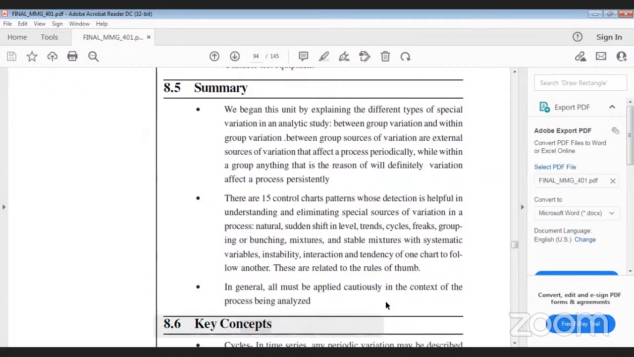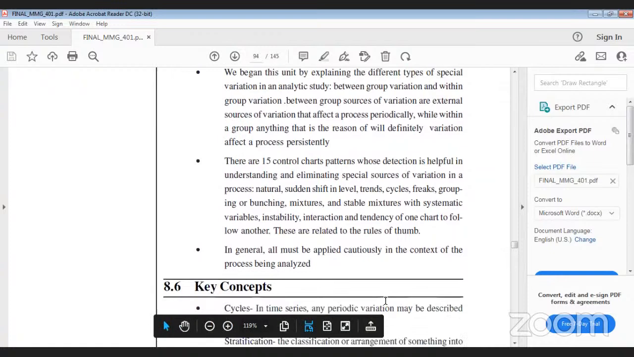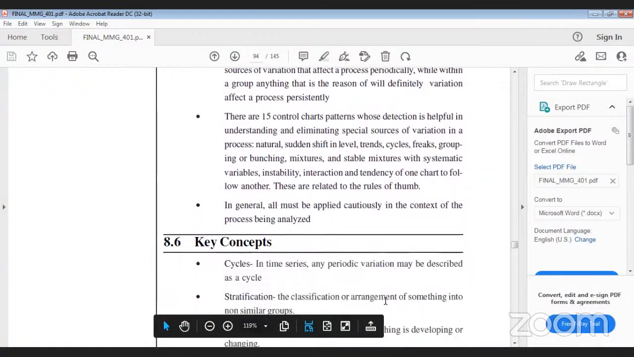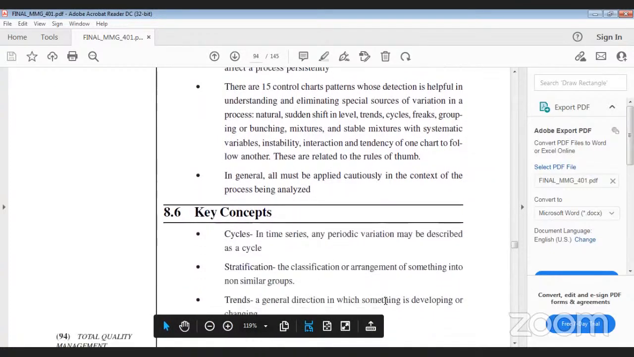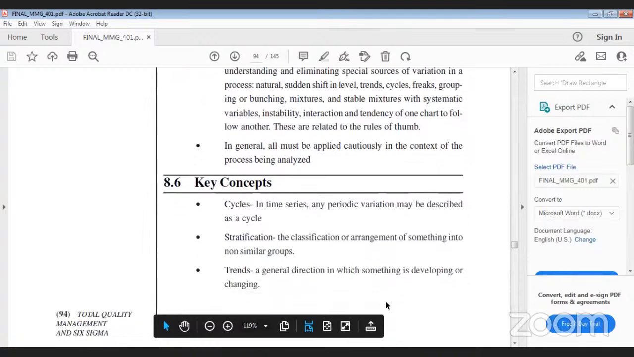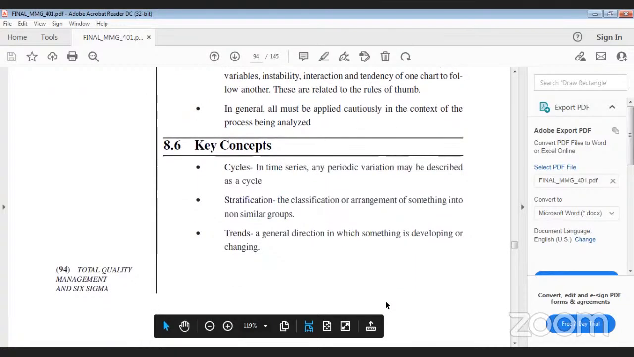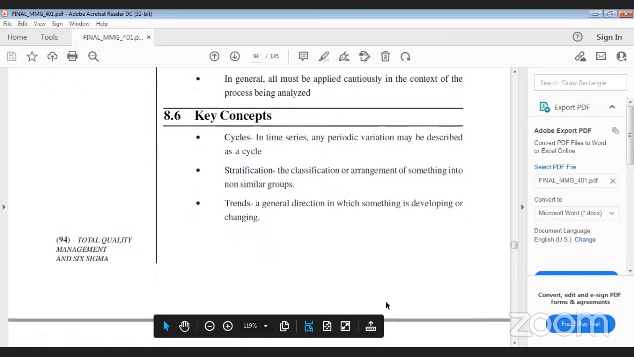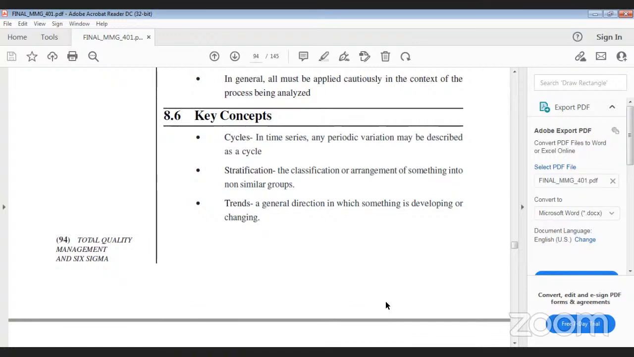There are some key concepts here, and the first one is cycles. Cycle means, in a time series, any periodic variation may be described as a cycle. Then stratification is the classification or arrangement of something into non-similar groups. Then trends: it is a general direction in which something is developing or changing. That is called a trend here.